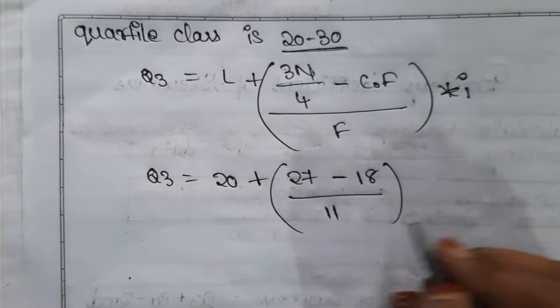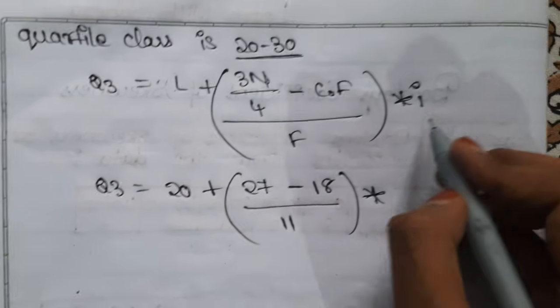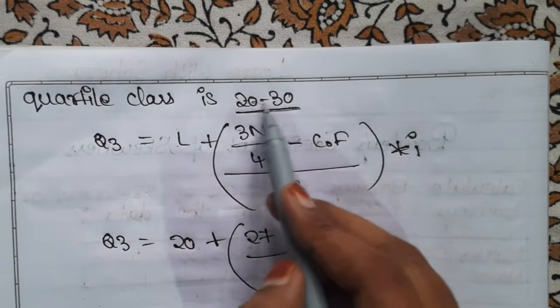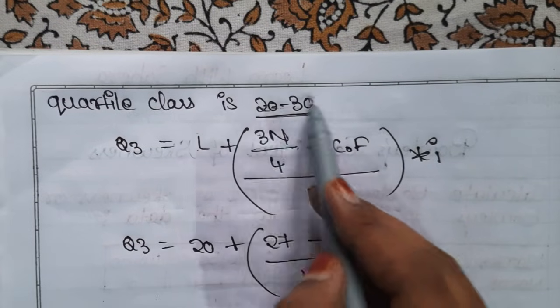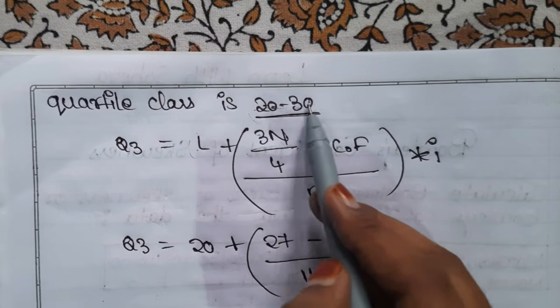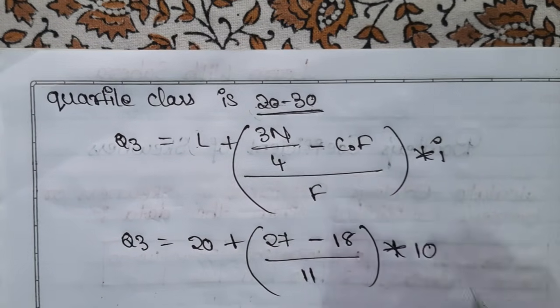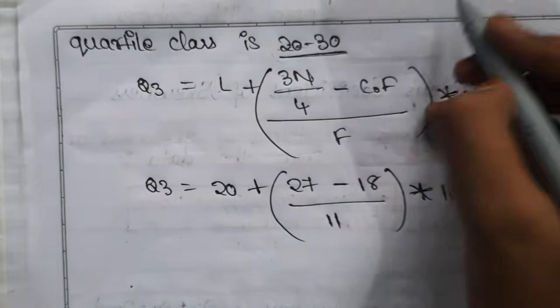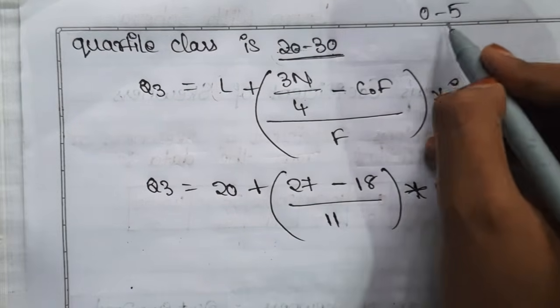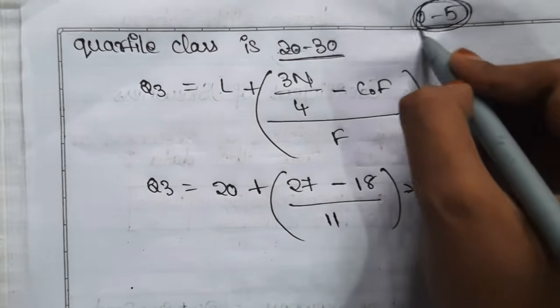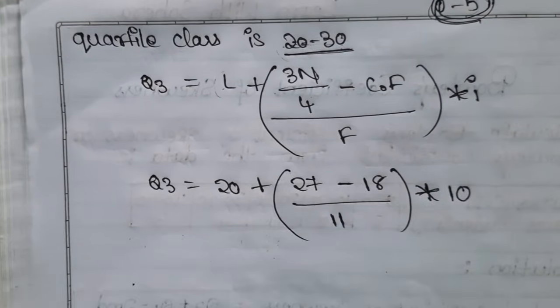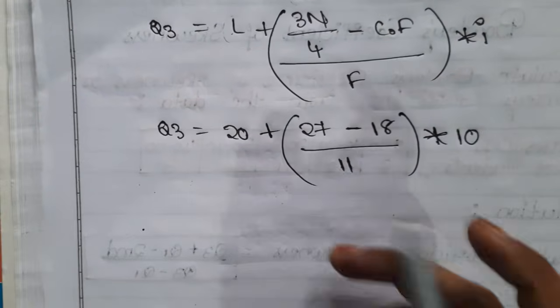Then multiply by I. I is nothing but the class interval, the gap between the class limits. 20 to 30, it is 10. So we are going to take 10. If it used to be like 0 to 5, only a gap of 5 used to be there, we used to take 5, but here it is 10, that is why we are taking 10.